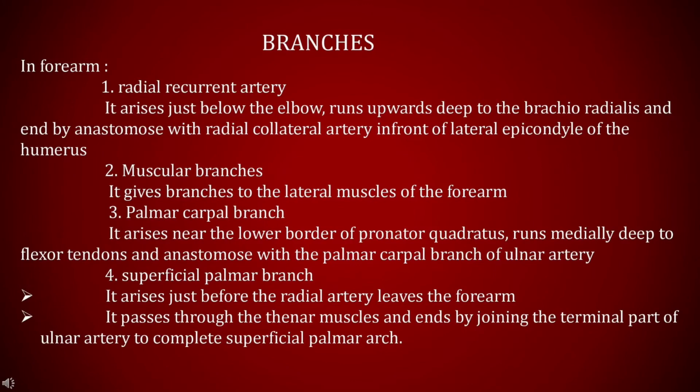Third, palmar carpal branch. It arises near the lower border of pronator quadratus, runs medially deep to flexor tendons, and anastomoses with the palmar carpal branch of ulnar artery. Fourth, superficial palmar branch. It arises just before the radial artery leaves the forearm. It passes through the thenar muscles and ends by joining the terminal part of ulnar artery to complete superficial palmar arch.